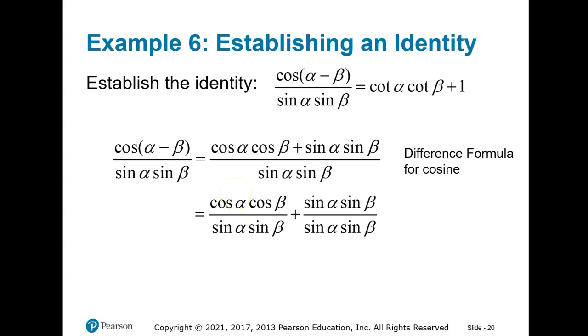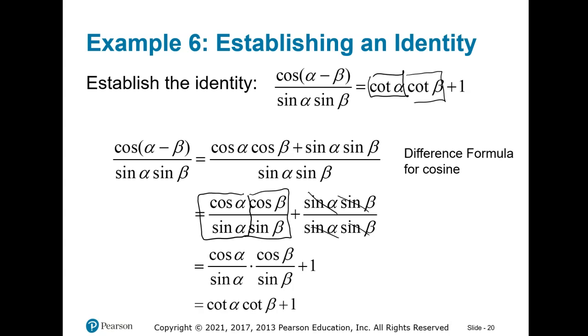And then notice here, cosine alpha divided by sine alpha, that's cotangent alpha. Cosine beta over sine beta, that is cotangent beta. And then here everything is the same, it all cancels. And because it's all canceling, we're just going to get 1 there. And that establishes the identity. That is the right hand side. So we've done what we're asked to do.